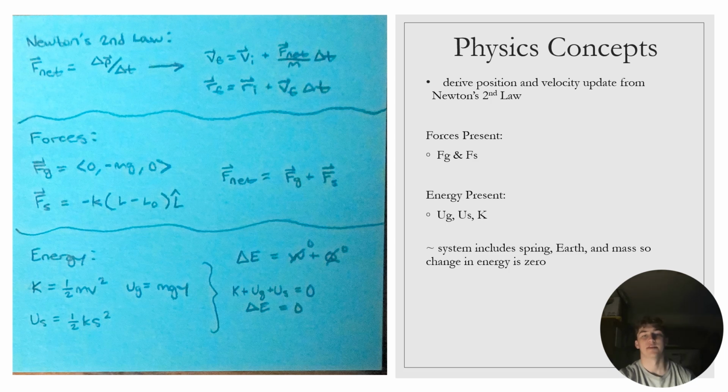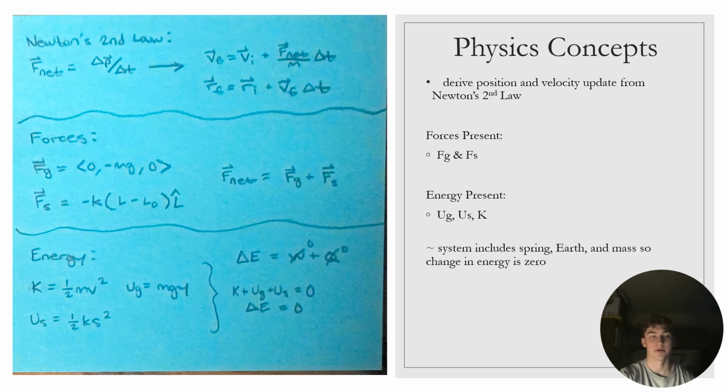So for our important physics concepts, we first have to remember Newton's second law, which is F net equals change in momentum over change in time. And from this, we can derive our important equations as the velocity update equation and the position update equation, which we have to use within a loop in this code like the rest.